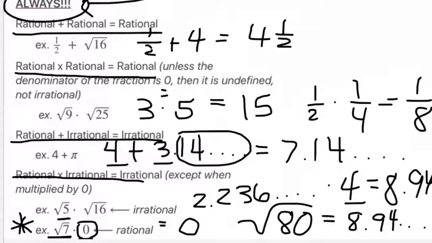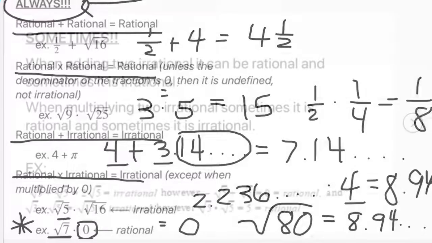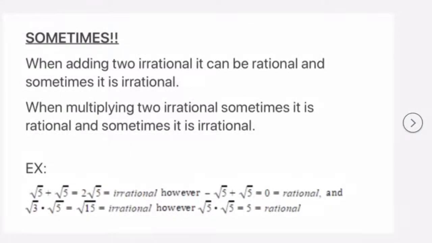And then when the majority of you are done getting this in your notes, the sub will come back and press play, and we will look at the sometimes rules. So if you think about what we've looked at so far when we looked at our always rules, we looked at when we had 2 rational, adding and multiplying, and we've looked at 1 rational and 1 irrational, adding and multiplying.